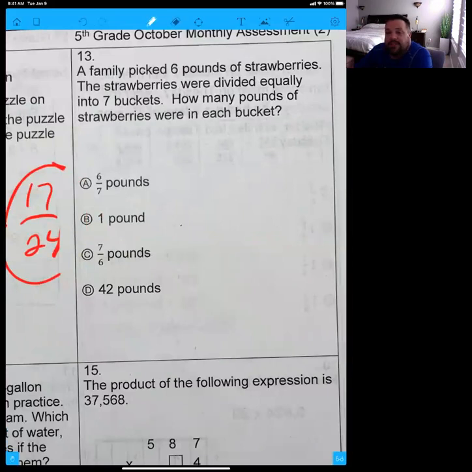Okay, number 13 is recognizing that these are division problems, right? These fractions are divisions. And it's once again back to recognizing a fraction when it's smaller than 1 and a fraction when it's bigger than 1, right? So we want to know how many pounds of strawberries were in each bucket. There were 6 pounds to start and 7 buckets.